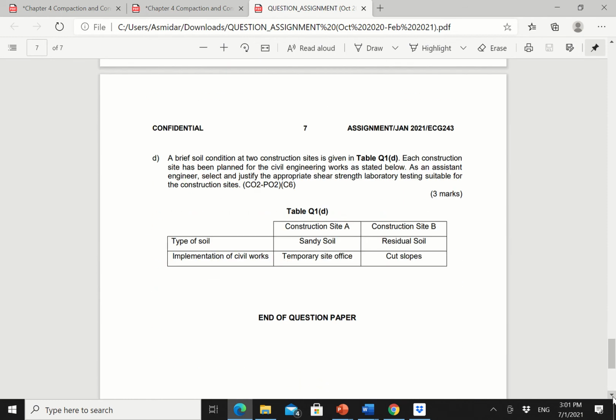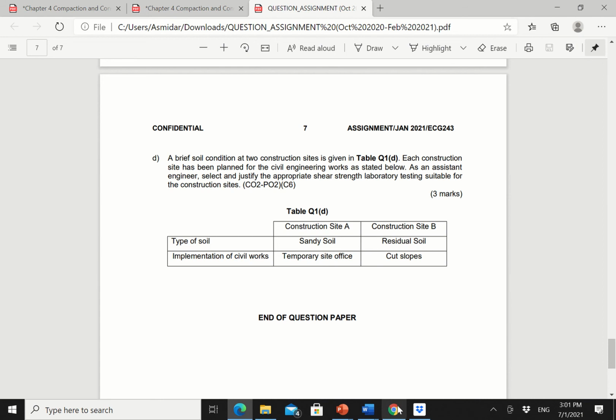And for D, this is the information that you have, and the question asks you, as an assistant engineer, to select and justify the appropriate shear strength lab test suitable for the construction site. You need to use whatever related information to justify your answer.